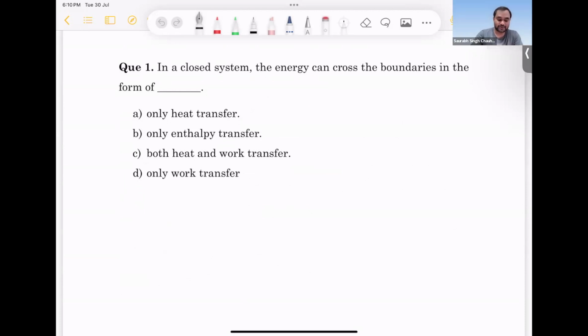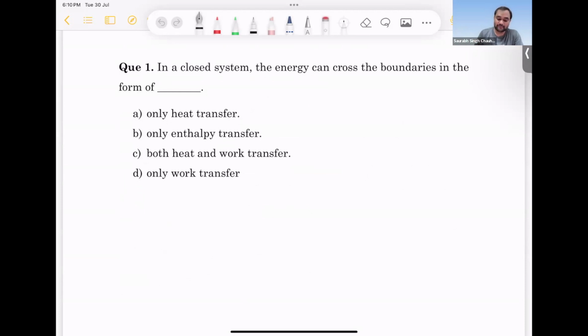So here's the first question. It says that in a closed system, the energy can cross the boundaries in the form of only heat transfer, only enthalpy transfer, only heat and work transfer, and the last one is only work transfer.